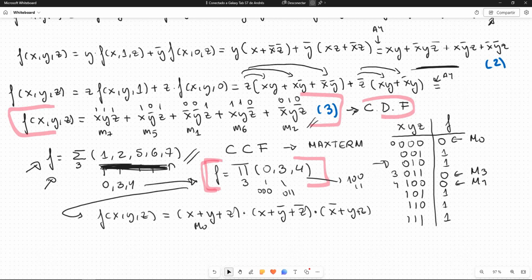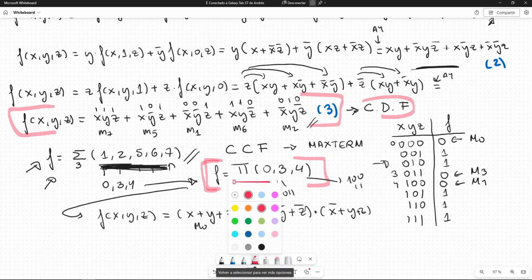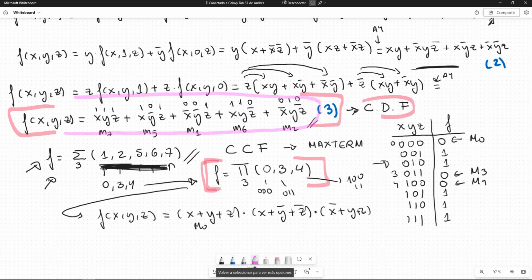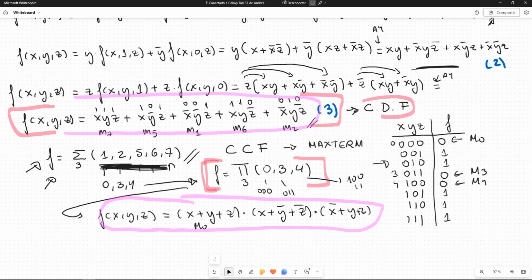If we have to build the representation of the function using logic gates, what is better? What do you think is better? To use the canonical expression, the canonical disjunctive form, or the canonical conjunctive form? This is a thing that you have to evaluate from time to time, because maybe you have to save gates. Maybe one representation is cheaper than the other.